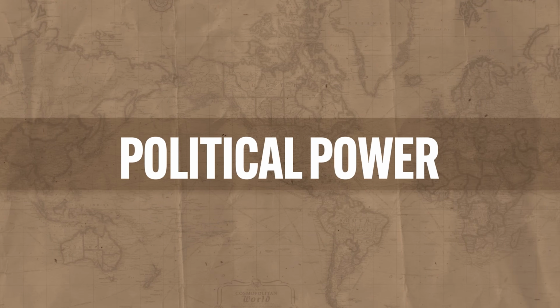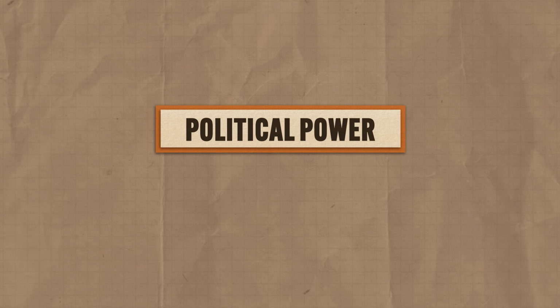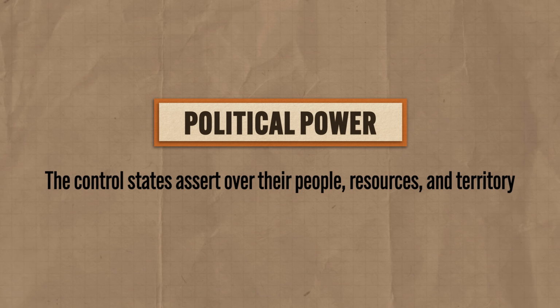So let's start with a definition, as is our custom. When we talk about political power, we mean the control states assert over their people, their resources, and their territory. And there are several phenomena that explain the spatial distribution of political power that we see on the world map, and just for poops and giggles, I'll give you three.